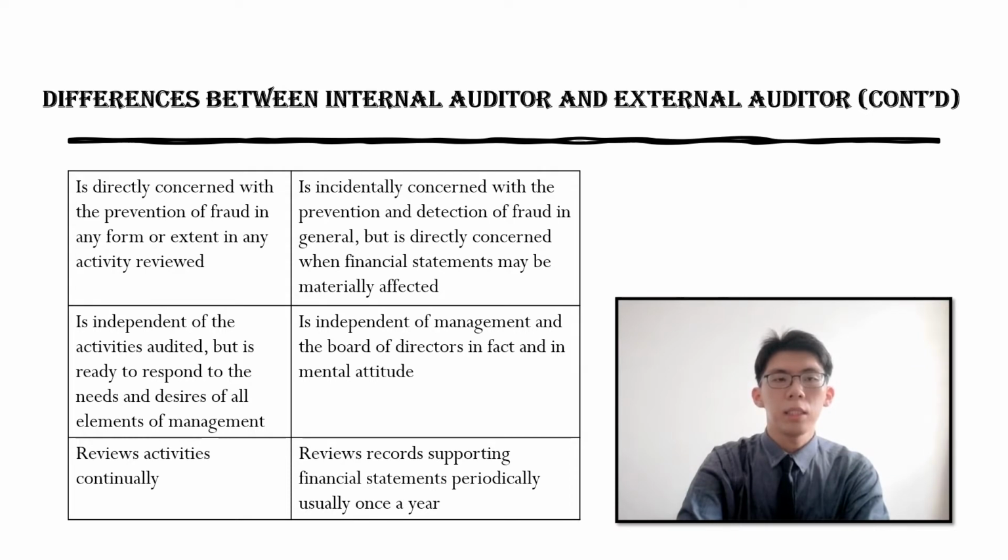Next, the internal auditor is independent of the activities audited, but is ready to respond to the needs and desires of all elements of the management, while the external auditor is independent of the management and the board of directors in fact and in mental attitude. Lastly, the internal auditor reviews activity continuously, while the external auditor reviews records supporting financial statements periodically, usually once a year.